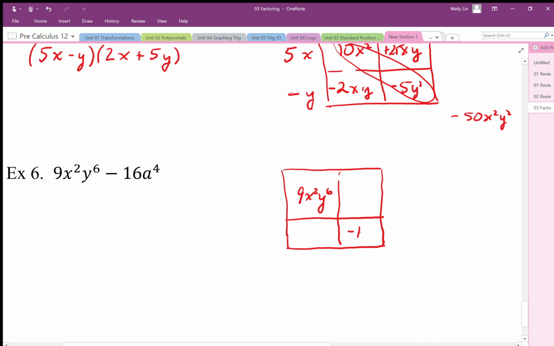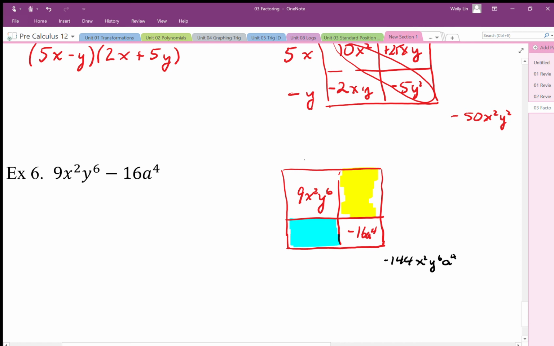negative 16 a to the power 4. These two areas here have to cancel out to be 0. Okay, well that means that they need to be 0 pairs, so they need to be equivalent but opposite. So the only way that happens is, and we can multiply all this together and I get negative 144 x squared y to the 6 a to the 4. Okay, the only way for these to cancel out is to have this be perfectly symmetrical.